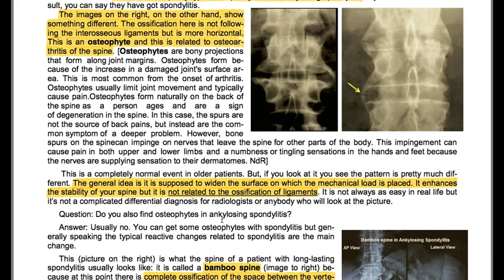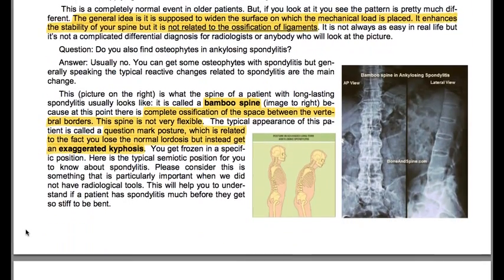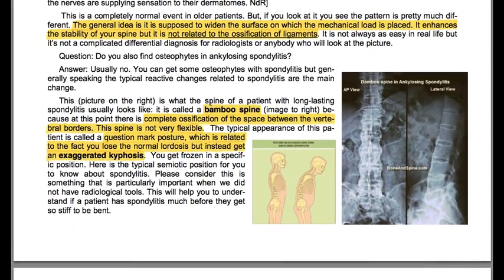Anyway, in ankylosing spondylitis, we usually don't find osteophytes. This, on the right, is what the spine of a patient with long-lasting spondylitis usually looks like. It's called the bamboo spine because at this point there is complete ossification of the space between the vertebral bodies. The spine is not very flexible.